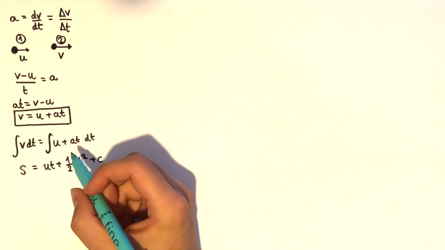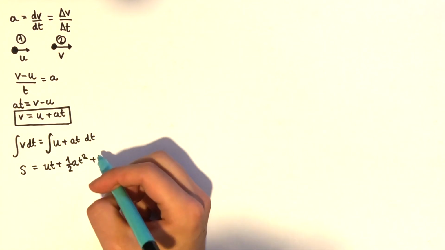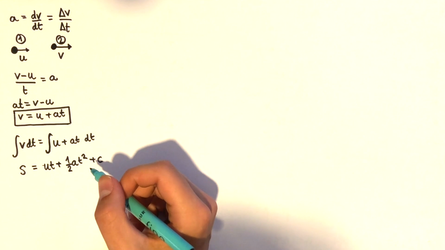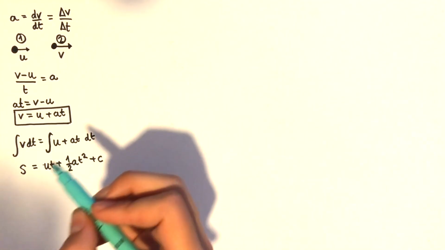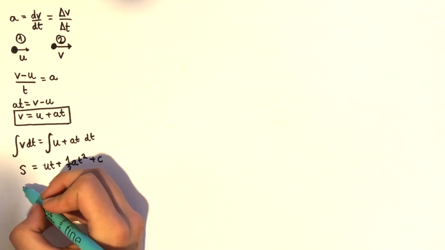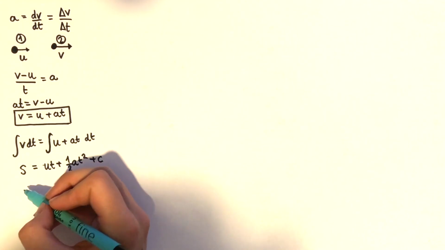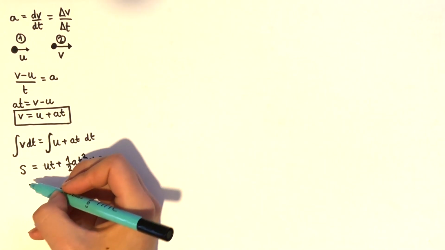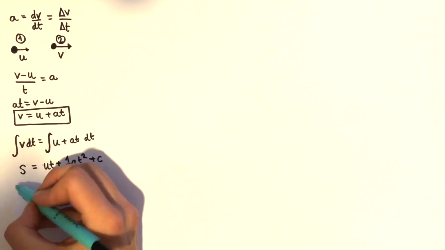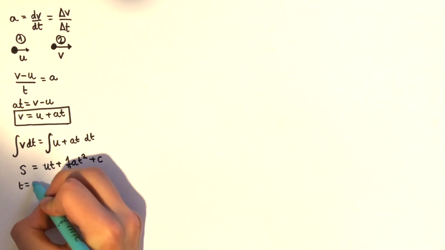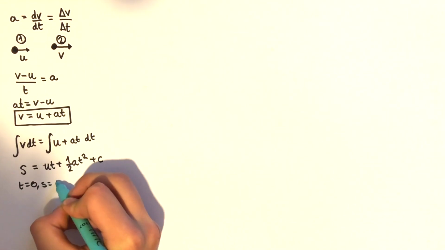But we can simply replace that constant of integration with something more physical. Now what we can say is that when time equals 0, the initial displacement is equal to 0 by definition. There is no displacement at time 0 simply because it hasn't had any time to displace. So we know that when t equals 0, s equals 0.